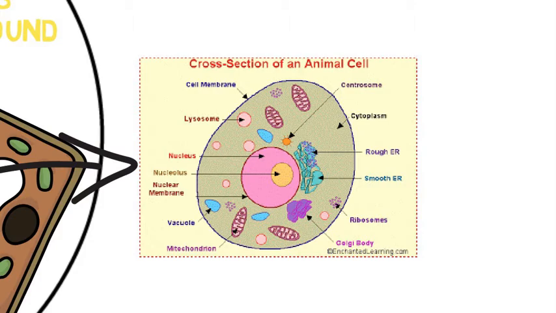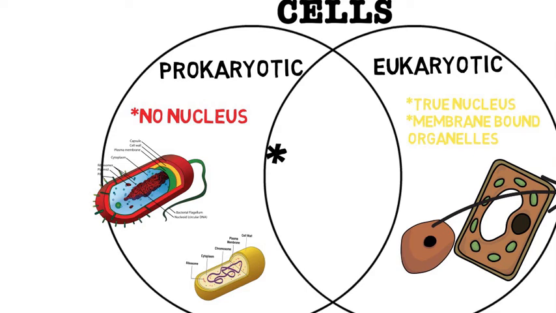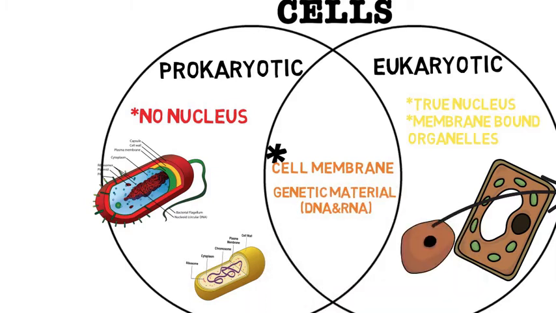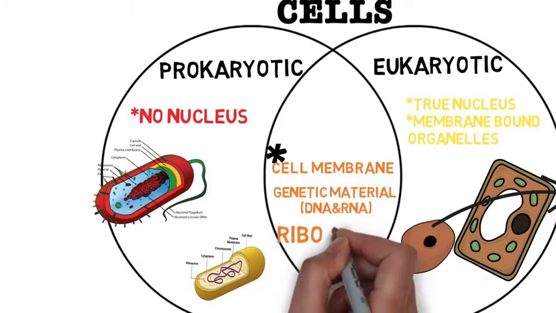But before, let's talk about the things that prokaryotic cells and eukaryotic cells have in common. They both have a cell membrane, they both have genetic material, and they both have ribosomes. This is all very important. But before that, let's take a side break to talk about homeostasis.